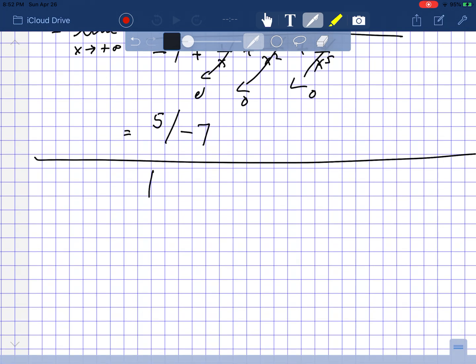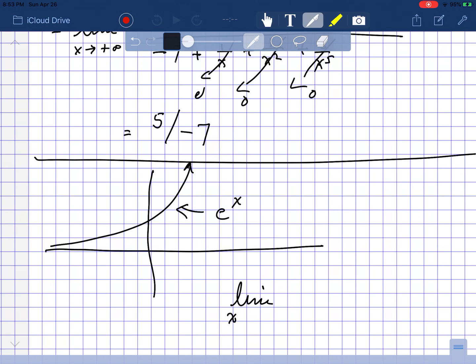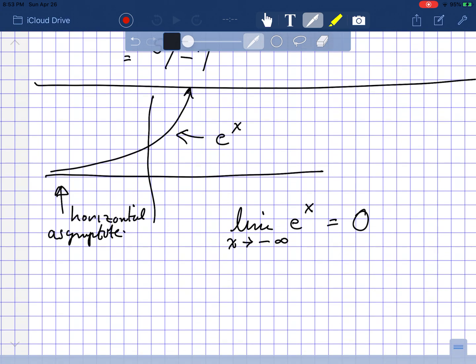You'll remember we had the exponential function. And we saw that the graph of the exponential function looks something like this. So this is e to the x. And what did we say? When we studied the exponential function, one of the things that we noted was that the limit as x goes to minus infinity of e to the x is equal to 0. So we know that our exponential function has an asymptote. This is a horizontal asymptote along the x-axis in the negative x direction.